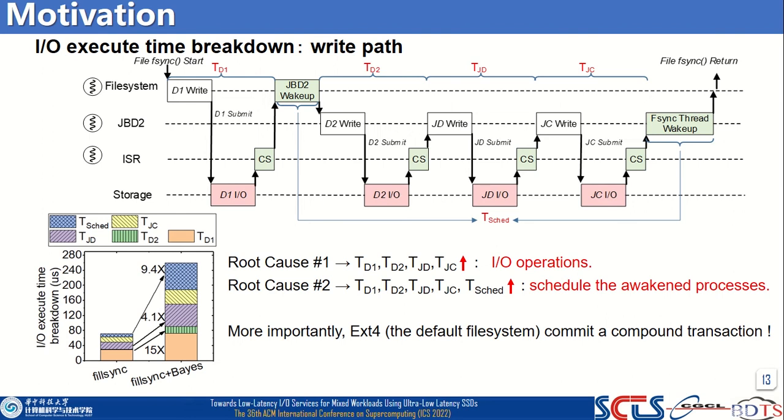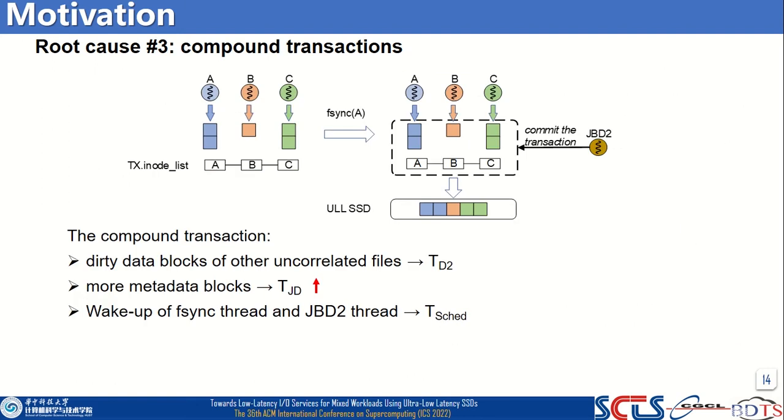But we can find some deeper reasons. ext4 is the default file system for Linux, and using the ordered mode journaling, it commits a compound transaction for the target fsynced file. As shown in the figure, when the JBD2 thread commits the transaction of file A, the committing transaction includes uncorrelated inodes. The JBD2 thread must wait for the completion of the dirty data block write operations due to the ordering constraint of the journaling. So we can find that, first, the compound transaction involves dirty data blocks of other uncorrelated files, and thus introduces TD2. Second, JBD2 has to submit more metadata blocks, which also leads to a growth of TGD.